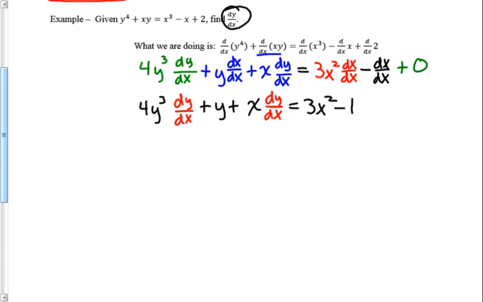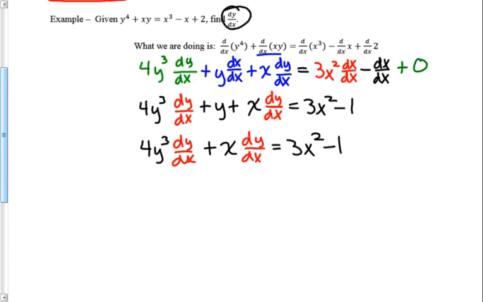So what I need to do is actually find dy/dx. You see, that's what I'm trying to find, the derivative of y with respect to x. So now I'm going to treat that just like a variable. I'm going to get all my dy/dx's on one side, everything else goes on the other side. So let me rewrite one more time. I have 4y cubed times dy/dx, and I have an x dy/dx. I'm going to keep those on the left side of my equal sign, and I'm going to move everything else over. The 3x squared is already there, my minus 1 is already there, my minus y comes over.